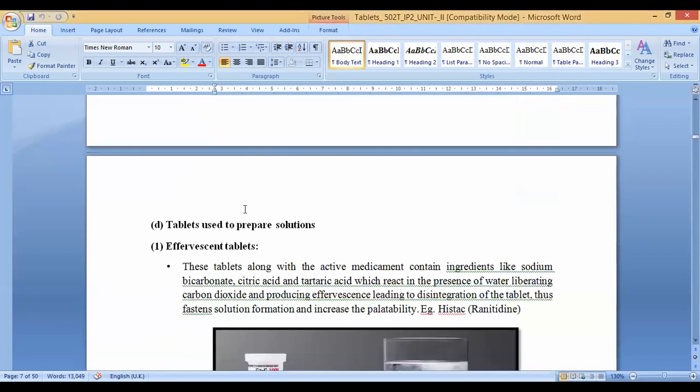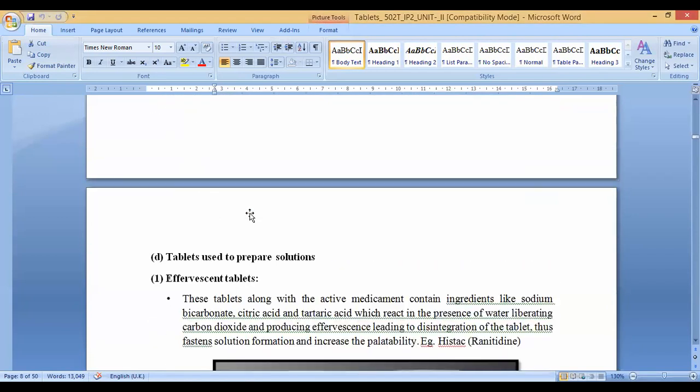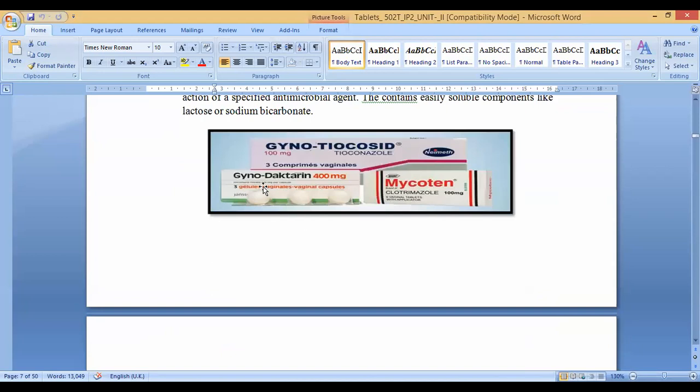Coming to the last category, the fourth category we'll discuss later on, because we have already taken 5 minutes extra. So we'll stop over here.